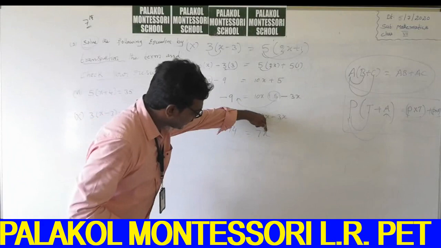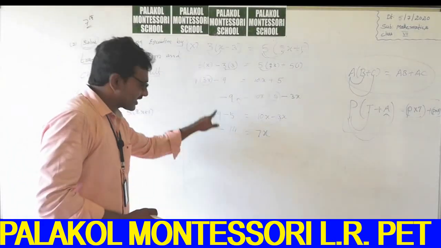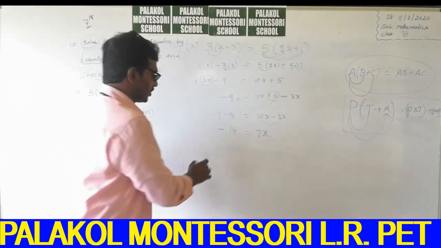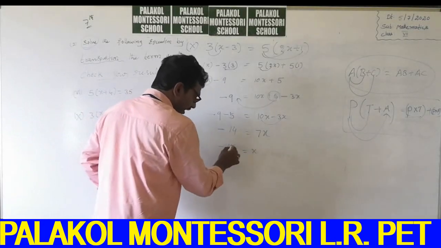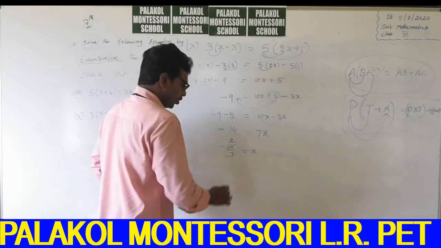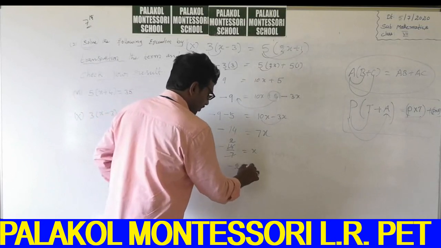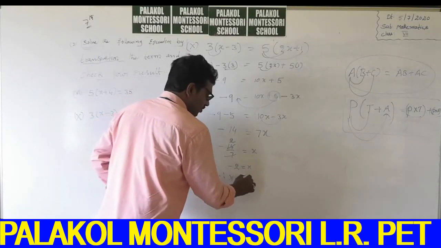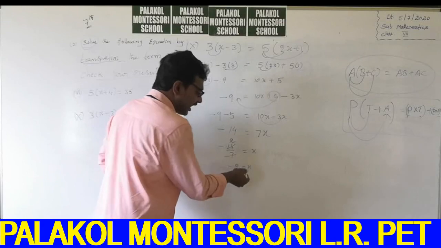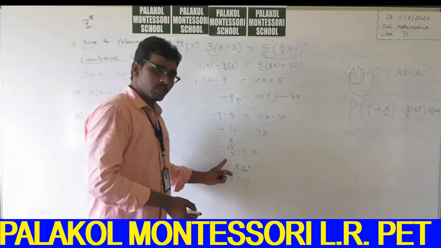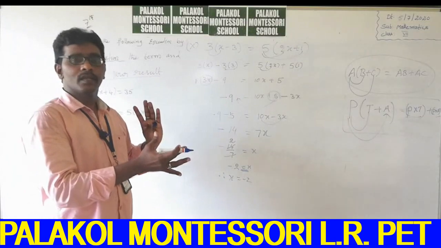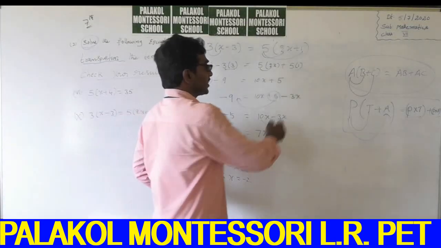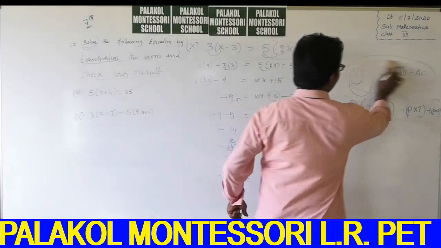Here 7 is multiplied with x, so it goes to the other side as division. So minus 14 by 7 is equal to x. How many times does it cancel? 2 times. Minus 2 is equal to x. Finally x is equal to minus 2. By the equality law, x equal to minus 2 and minus 2 equal to x are both the same. Okay, so check whether this result is right or wrong.